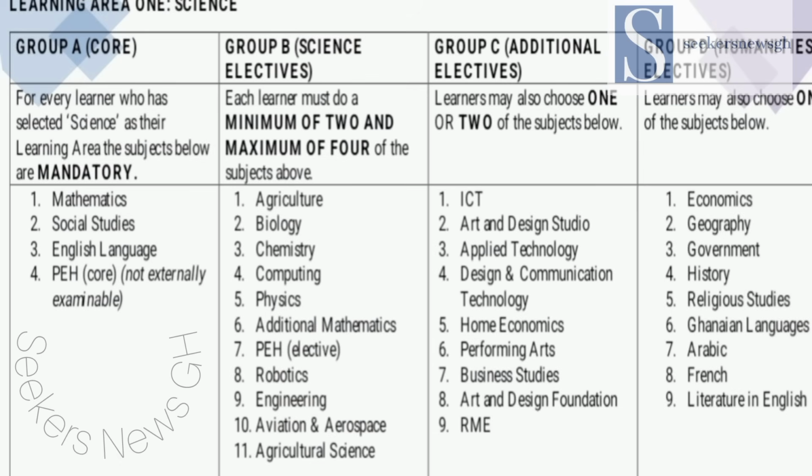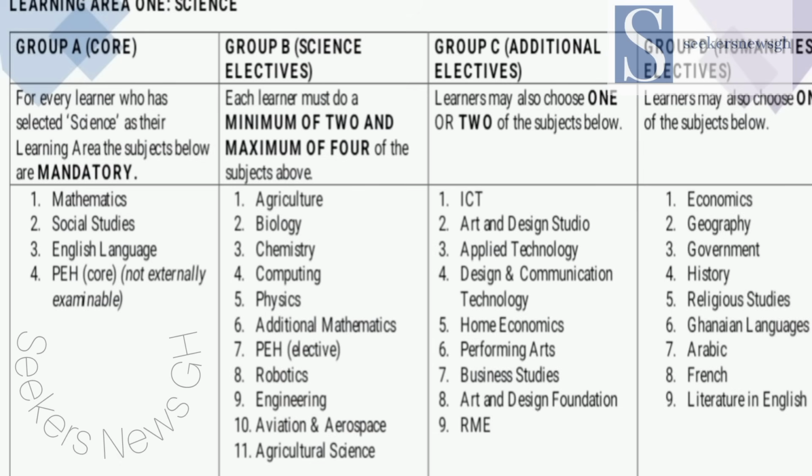So, the first thing is that all the learners are going to take mathematics, social studies, English language, and PEH. Then, let's say science 1. Science 1 can be biology, chemistry, maybe 2 from here. Then the person can also choose ICT and arts and design studio from here. So that makes it 4. Then the last part, the person can choose French, making it 5. That is one science class.